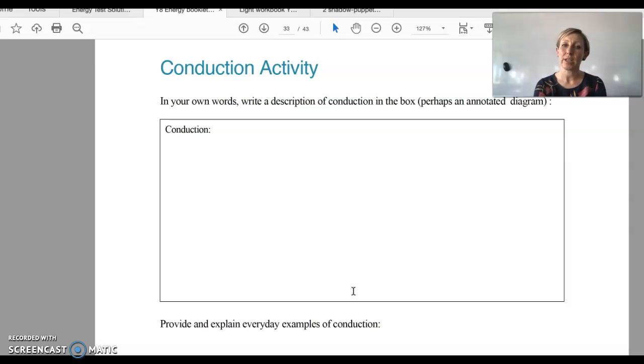Other things that are very good insulators, double glazing is a good insulator because again it traps air, and air being a gas is a very poor conductor of heat energy, so it actually insulates very well. It prevents the movement of heat energy through by conduction.